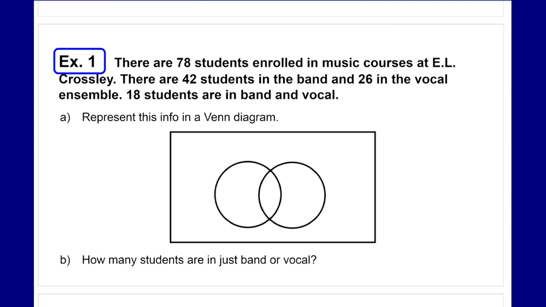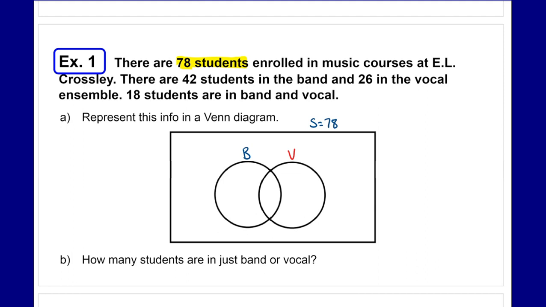So what we want to represent, first, is how many there are in total in our sample space. In total, there are 78 students in our sample space. We get that from the question. Now we need to start to fill in information into our specific events or outcomes. One is band and one is vocal. Use two different colors to represent them here. And then we do have an overlap.